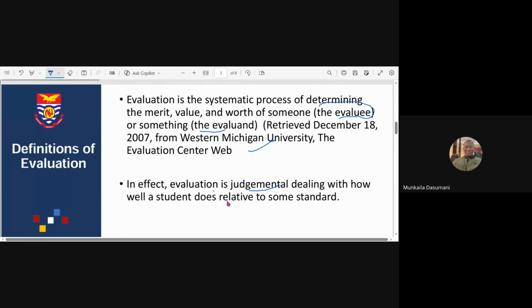In conclusion, evaluation is judgmental, dealing with how well a student does relative to some standard. You have some standard, and then you want to measure students' performance against that standard, and then based on that, you can say this student has performed this way, because the standard is there that we are going to use to measure.